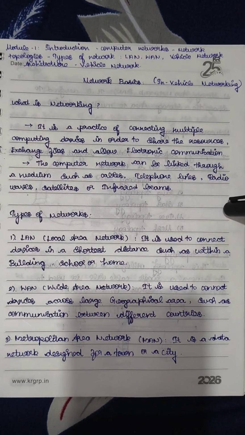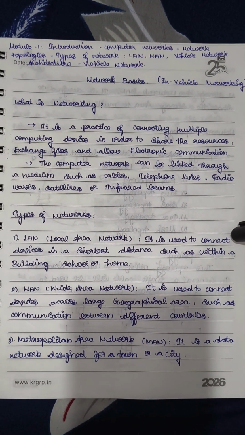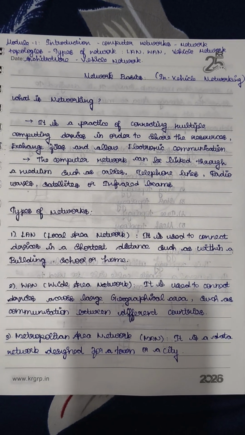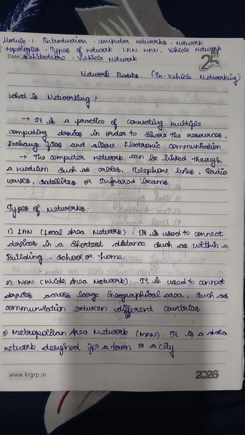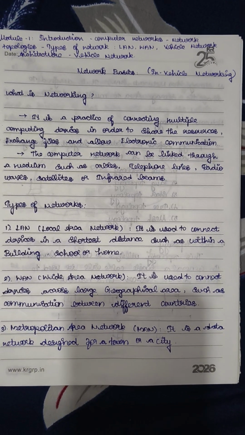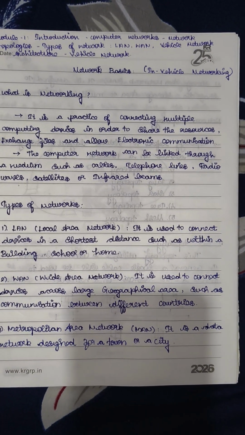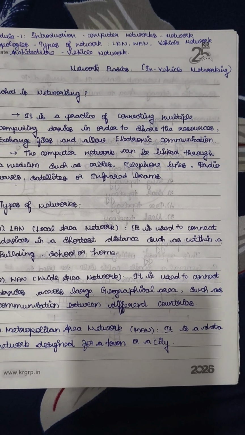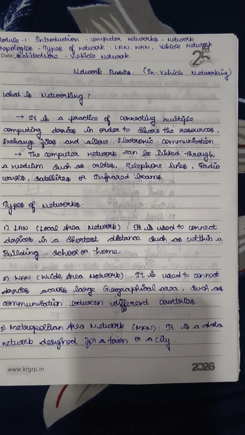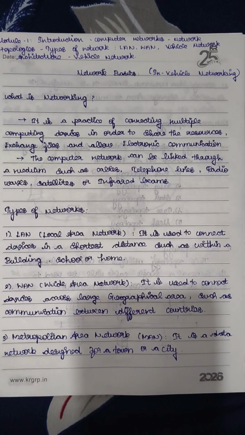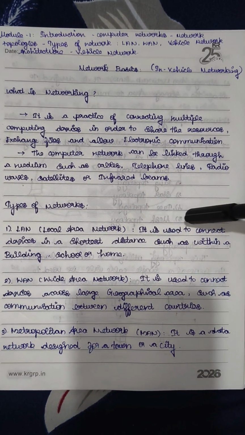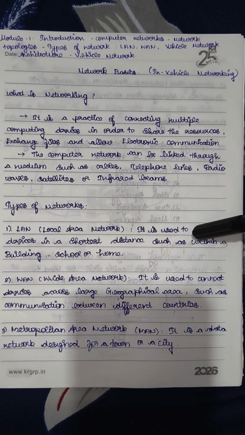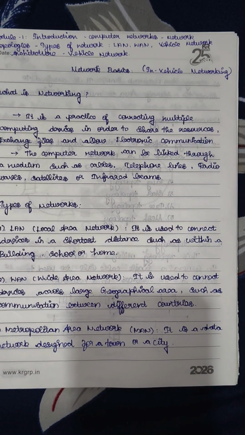Next comes the types of network. There are basically four types of network. The first one is LAN, that is, local area network. The LAN is mainly used for short-distance communication. For example, in your schools or colleges, the systems are connected with Ethernet, right? That is the basic example of LAN. It is used to connect devices over a short distance, such as within a building, school, or home.